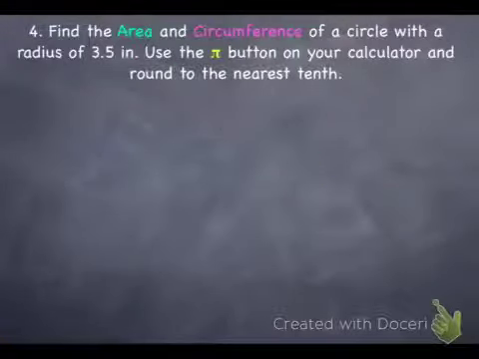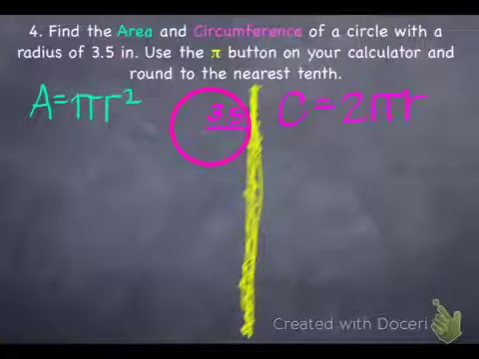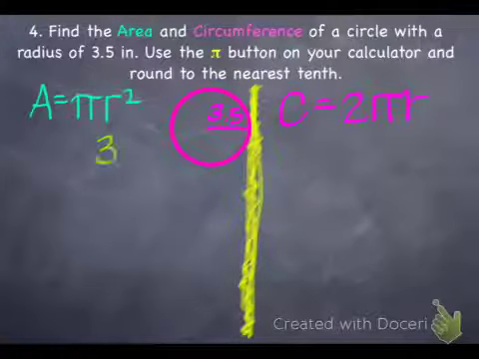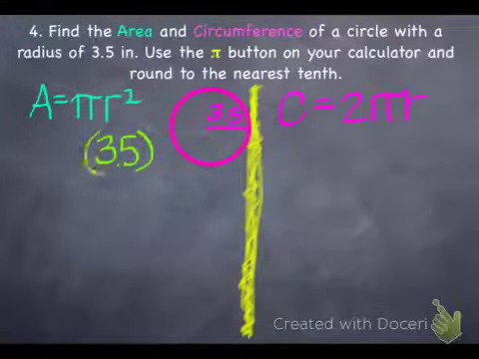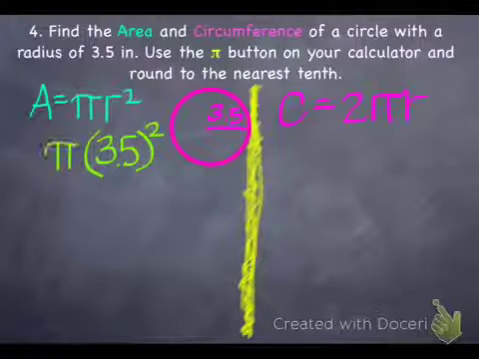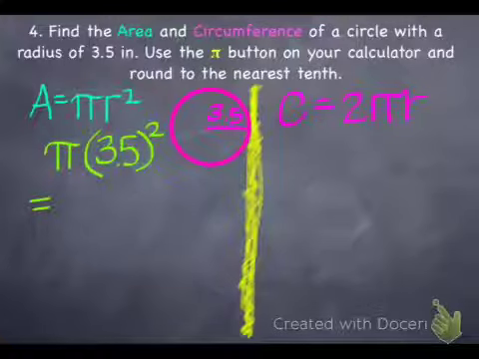Okay, my last two are going to be area and circumference of a circle. So we need to recall the formulas for area of a circle and circumference of a circle. Awesome. So we've got a circle with a radius of 3.5 inches. So let's start our substitution. Our radius is 3.5. So for area, we're going to square that and then multiply by pi. So 3.5 times 3.5 gives us 12.25.